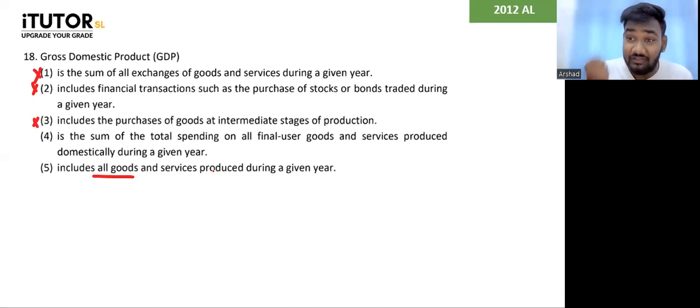So it's not the value of all goods. It's the value of all final goods and services. So go through that area if you can't remember much. So which one is our answer? Answer number 4. Is that fine? Yeah. Moving to the next.